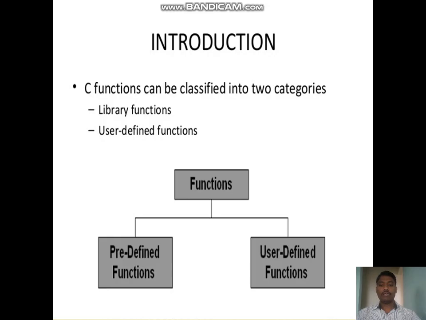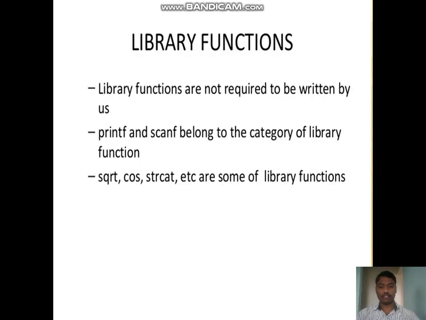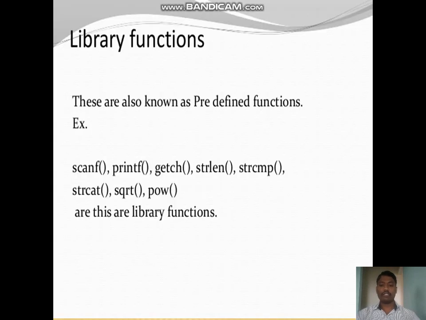Introduction of function. C functions can be classified into two categories: library functions and user-defined functions. Library functions are not required to be written by us. printf and scanf belong to the category of library functions. sqrt, cos, strcat, etc. are some of the library functions. Library functions are also known as predefined functions. Examples: scanf, printf, getc, string length, string compare, strcat, sqrt, pow. These are the library functions.